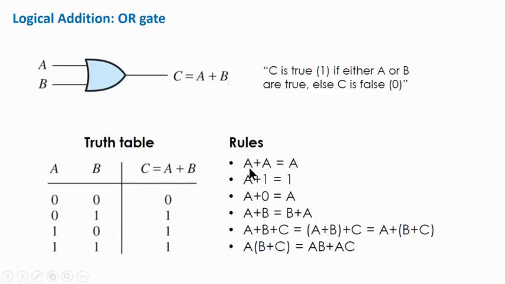A plus A, that means high plus high, is high. A plus 1 is 1, right? A plus 0 is A. And A plus B is B plus A. They are commutative and they are distributive. So these are the rules we should know.